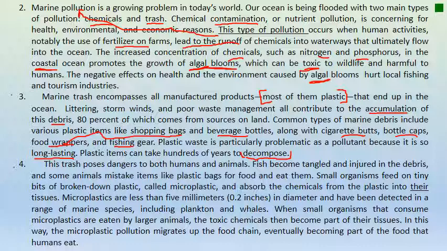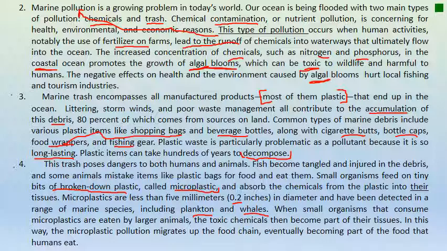Small organisms feed on tiny bits of broken down plastic, thinking it's food, called microplastics, tiny, and absorb chemicals from the plastic into their tissues. Microplastics are less than 5 millimeters. Okay, 5 millimeters. You see that on the ruler? Okay, this is tiny in diameter and have been detected in a range of marine species, including plankton and whales.